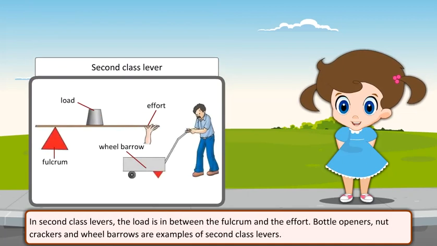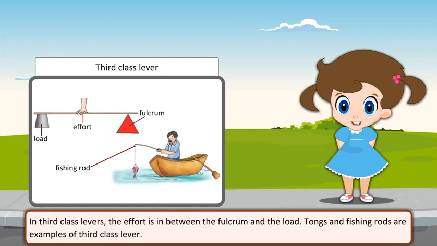In second-class levers, the load is in between the fulcrum and the effort. Bottle openers, nutcrackers, and wheelbarrows are examples of second-class levers. In third-class levers, the effort is between the fulcrum and the load. Tongs and fishing rods are examples of third-class levers.